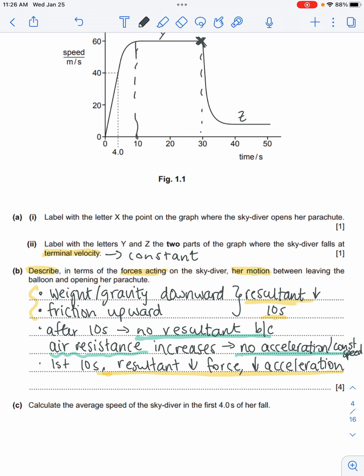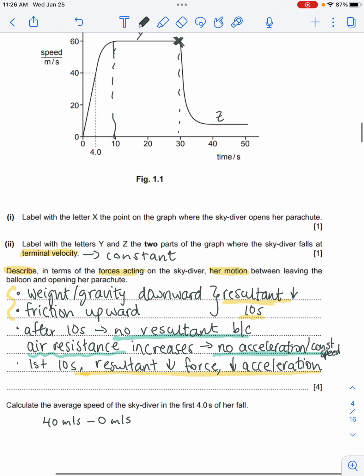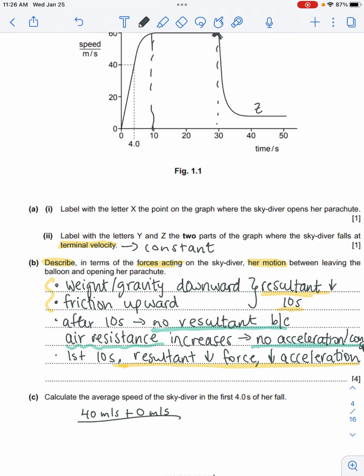So first method, essentially the same thing, but first method would be 40 meters per second plus 0 meters per second, divided by 2, because we're taking an average, which gives me an average of about 20 meters per second.